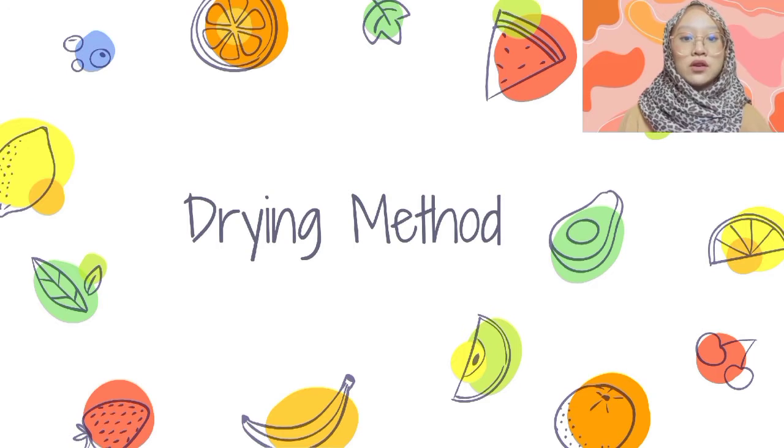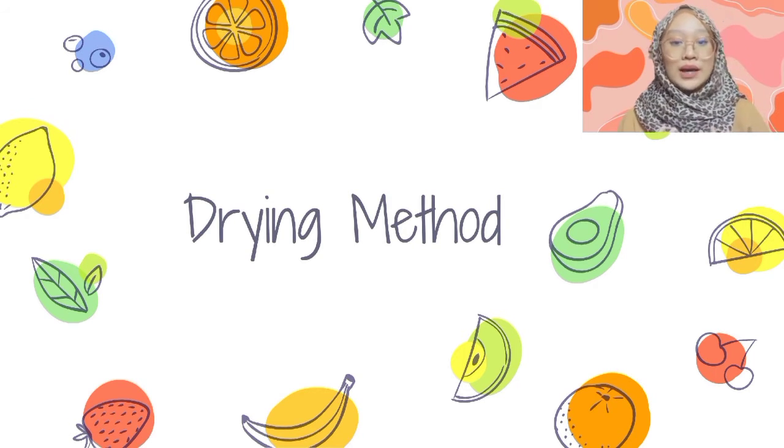Very good explanation of canning method by Ina. Next, we'll be moving on to the drying method of food processing by me, Naimah, with the matrix number of 059000.